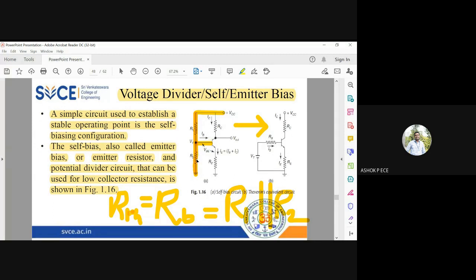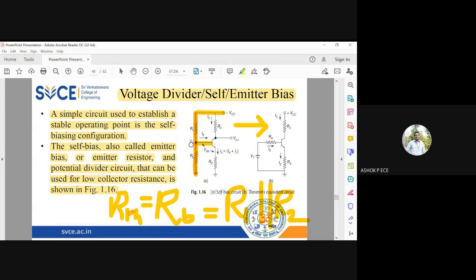When you analyze the resistances R1 and R2, one end of R1 is connected to this point, another end of R1 is grounded. One end of R2 is connected to this point, another end of R2 is grounded. So RTH will be R1 parallel to R2. That is your Thevenin resistance. For better clarity, I am replacing RTH by RB because this is available at the base side.